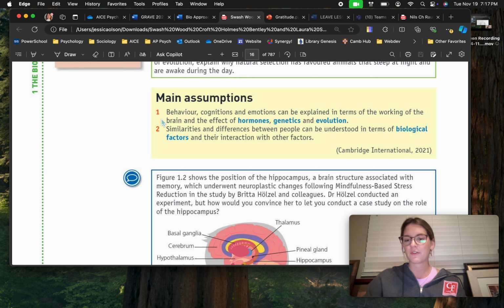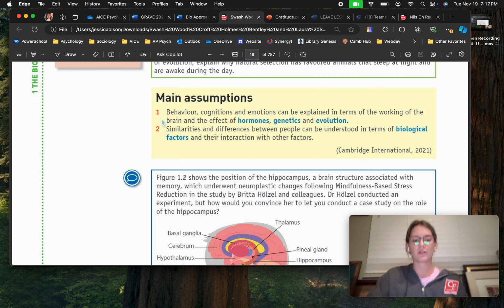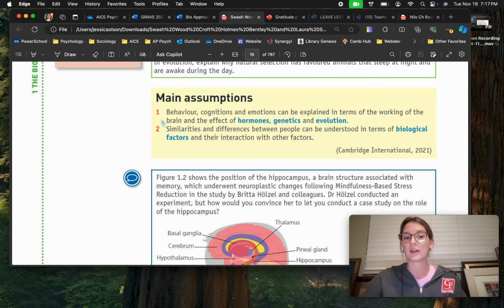Okay? If you were to be asked a question, outline one assumption of the biological approach, and it's a 2-mark question, you would get 1 mark just by saying behavior can be explained in terms of the working of the brain. Or you would get 1 mark by saying cognitions or thoughts or emotions can be explained in terms of the working of the brain. You get 1 mark for that.